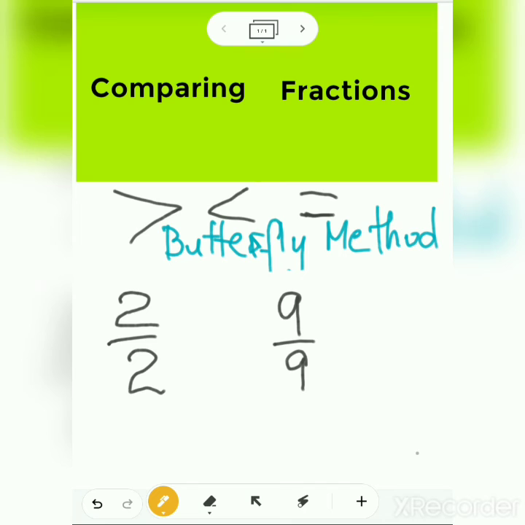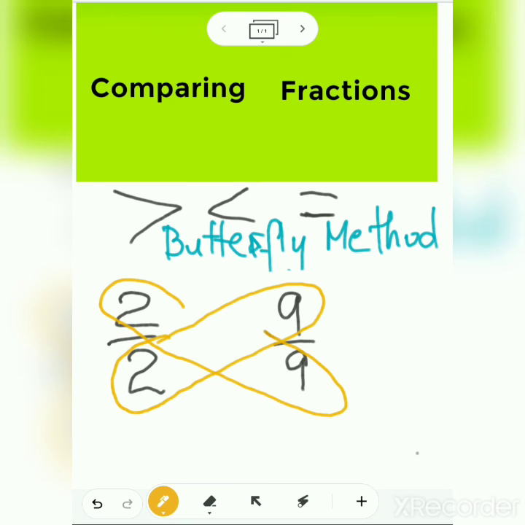Now, do you remember what I said about the butterfly method? We are going to draw a butterfly. So we're going to draw a circle around this 2 and this 9, and we're going to draw another circle around this 2 and this 9. So we are going to multiply both teams together. 2 times 9 will give me 18, and I'm going to put the 18 right here. And 2 times the other 9 will also give me 18.